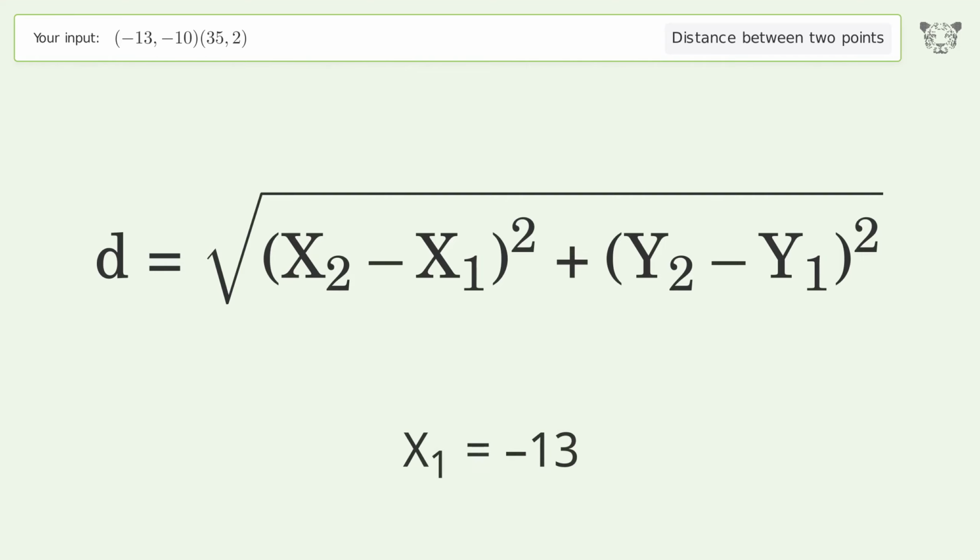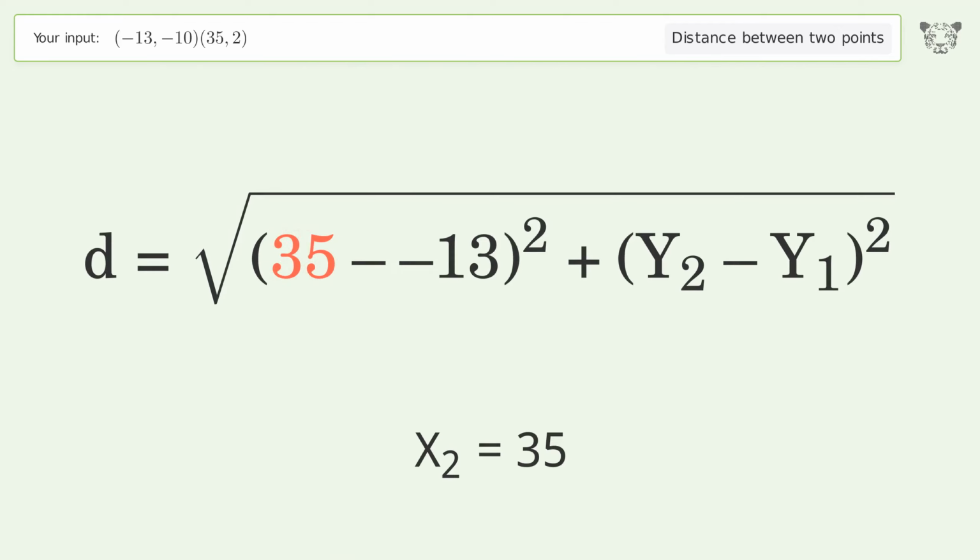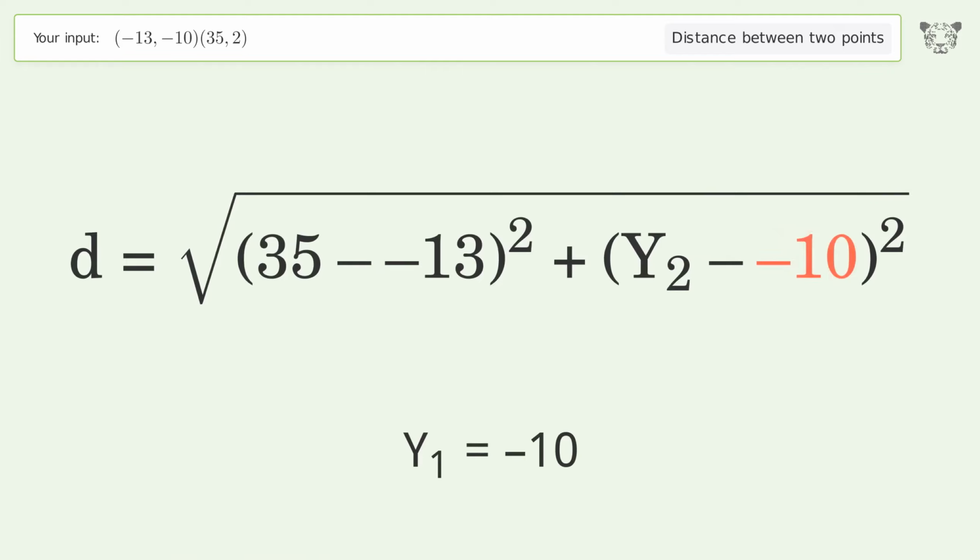x1 equals -13. x2 equals 35. y1 equals -10. y2 equals 2.